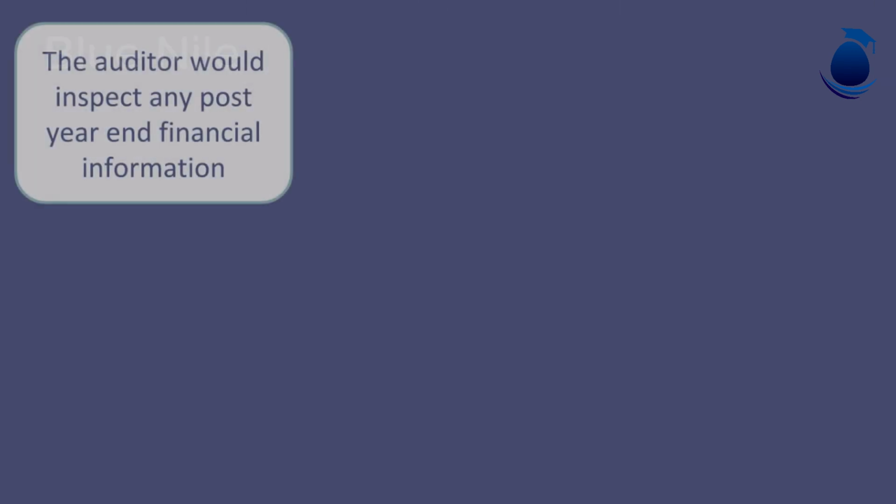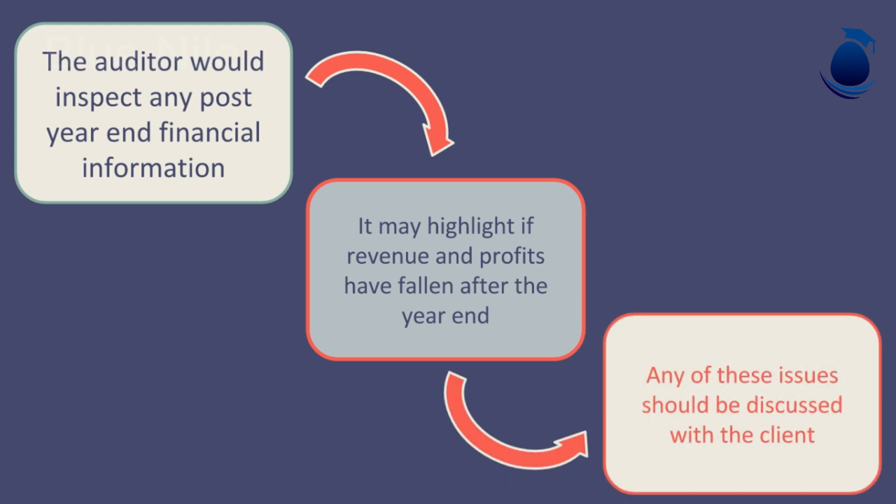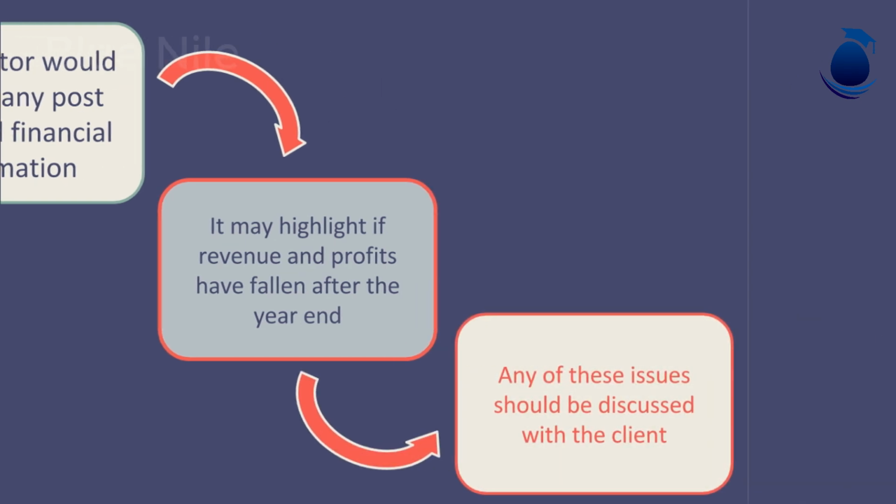The auditor would inspect any post-year-end financial information such as management accounts or interim financial statements to identify if the performance of the entity is consistent with the current year being audited. It may highlight if revenue and profits have fallen or if there are large sales of assets just after the year-end. Any of these issues should be discussed with the client if detected.